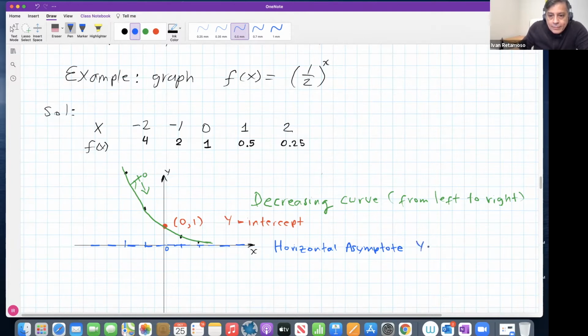And this has an equation. Y = 0 is the equation of the horizontal asymptote, right? Excellent.